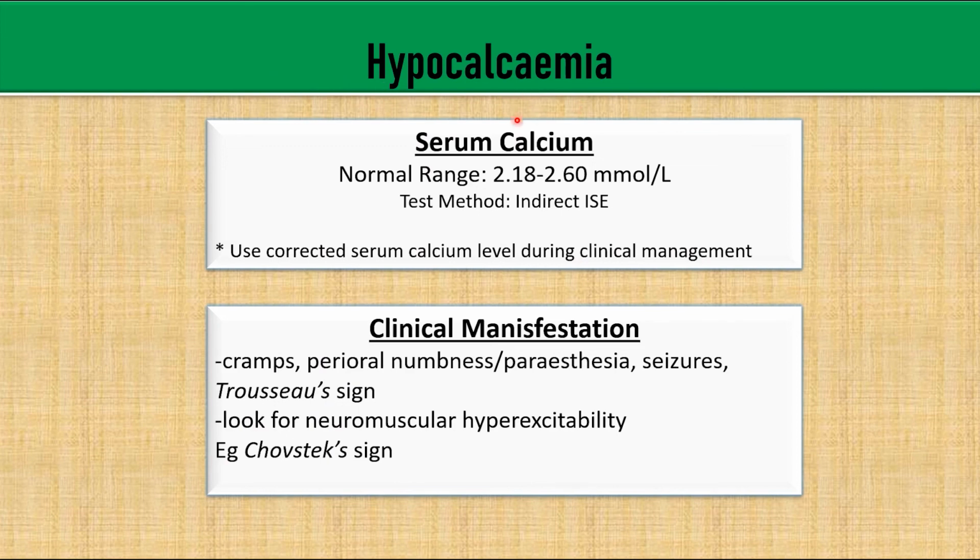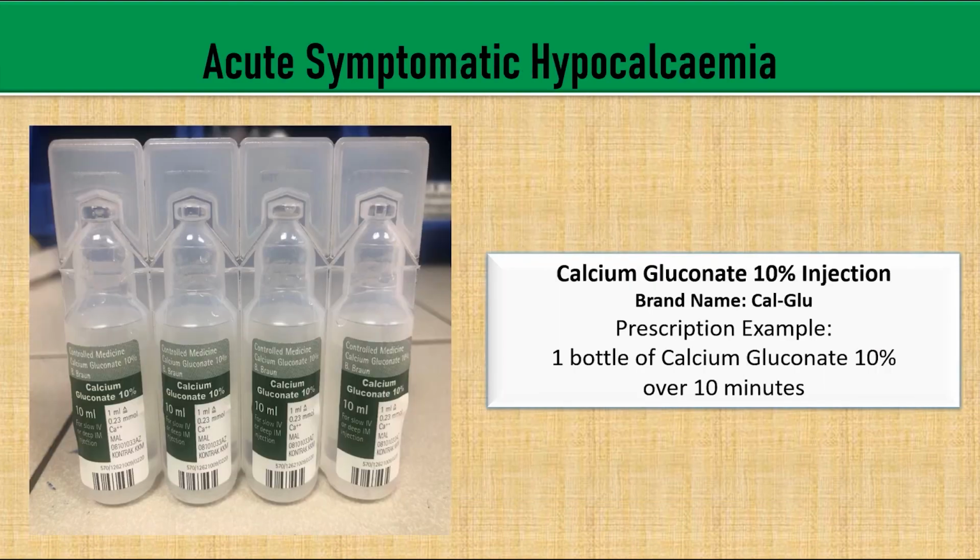We'll be looking at hypocalcemia in this slide. The clinical manifestations for hypocalcemia will be muscle cramps, perioral numbness, paralysis, and seizures. The classical signs that all the textbooks mention will be the Trousseau sign, and also the Chvostek sign. Basically, Chvostek sign is a sign of neuromuscular hyperexcitability, especially over the facial nerve. In a patient with acute symptomatic hypocalcemia, we'll administer calcium gluconate 10%, 1 ampule over 10 minutes.